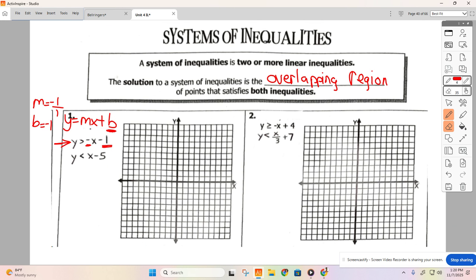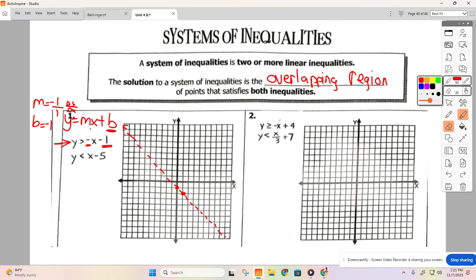So I begin my graph at negative 1 on the y-axis. My slope is negative 1. You can think rise over run, or the change in y over the change in x, the vertical change over the horizontal. So from my y-intercept, I go down 1 and over 1. The inequality symbol is greater than, but it's not equal to. That means I'm going to do a dashed line. Greater than means we're going to shade above.